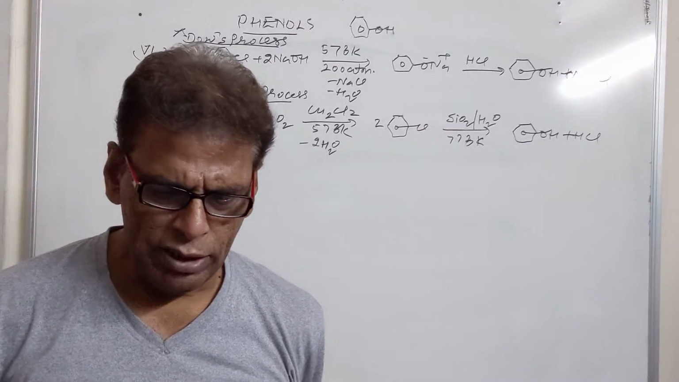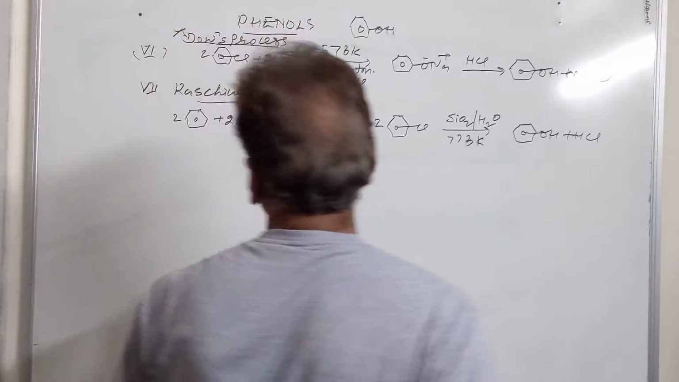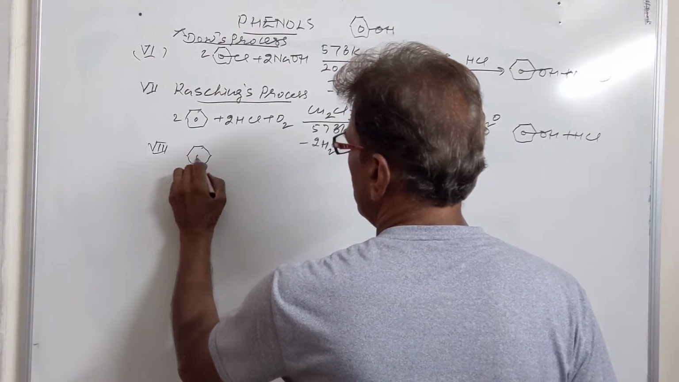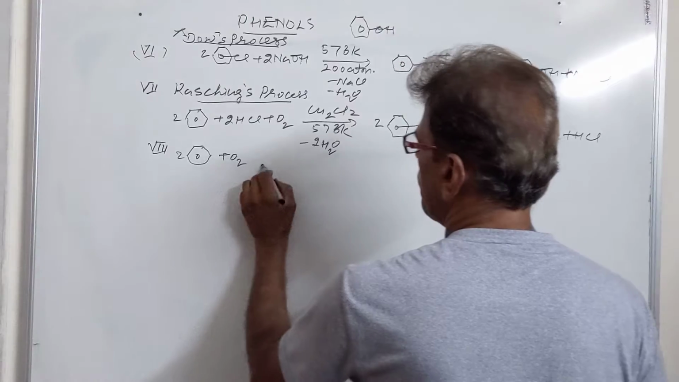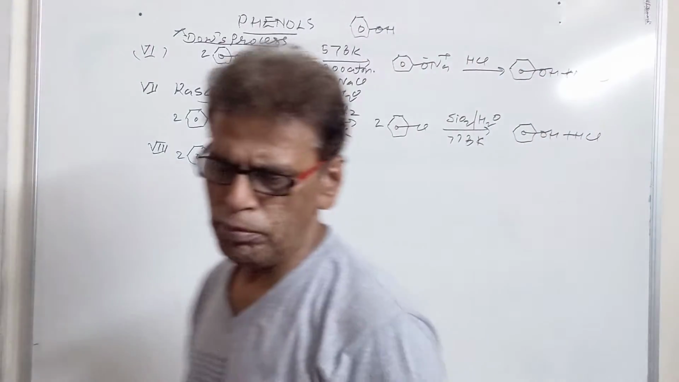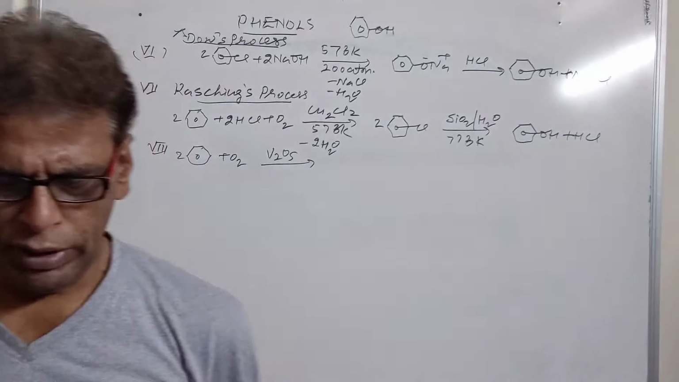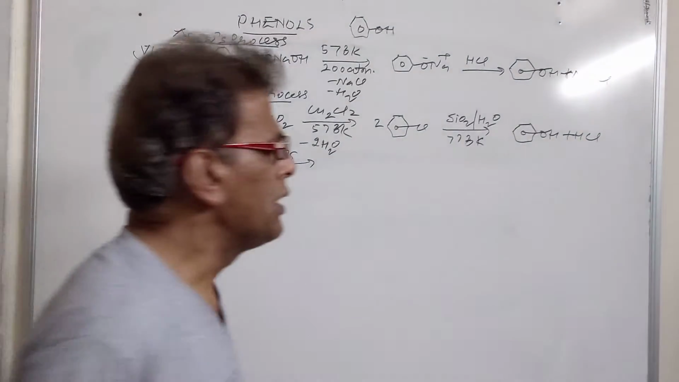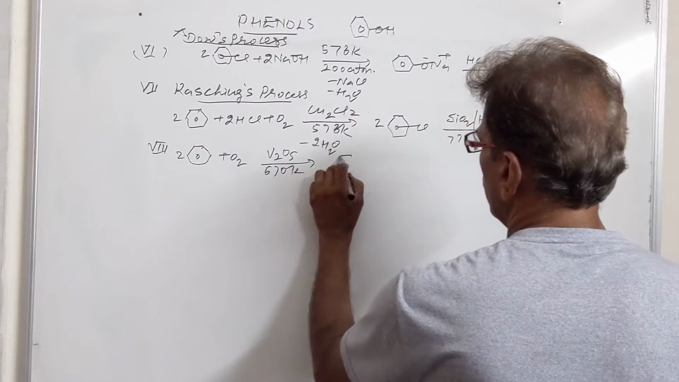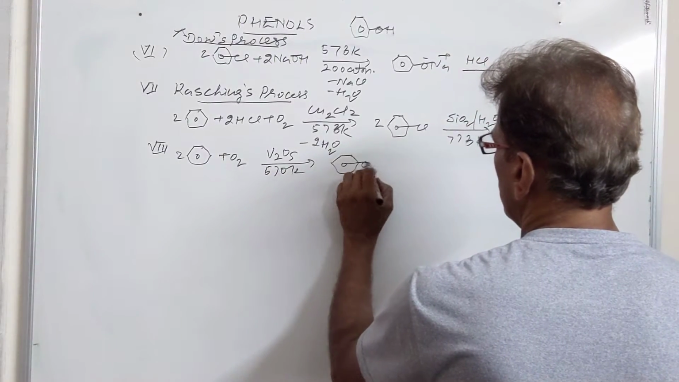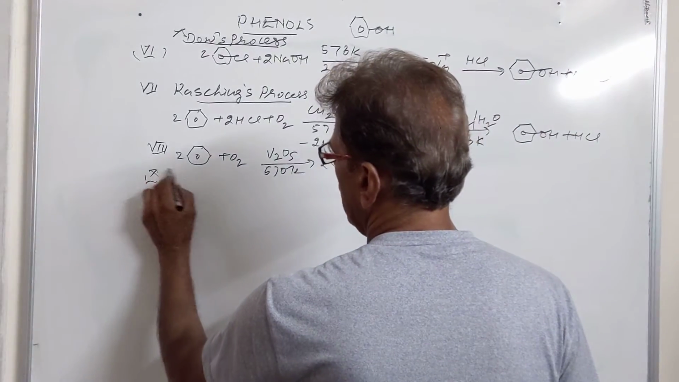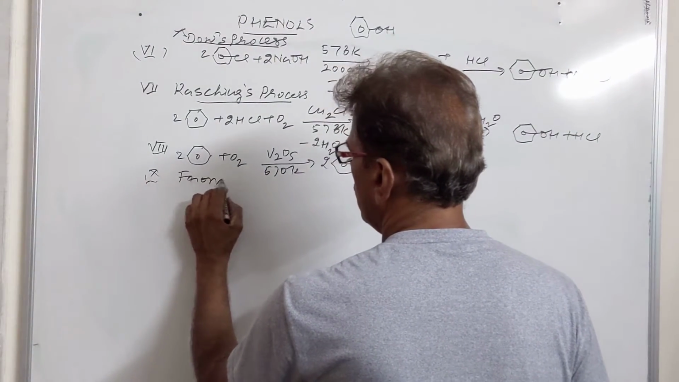Then we have the oxidation of benzene. When benzene is treated with oxygen in the presence of catalyst vanadium pentoxide, at 570 Kelvin we get phenol from benzene, two molecules of phenol. This is our eighth method. Ninth method is from coal tar.